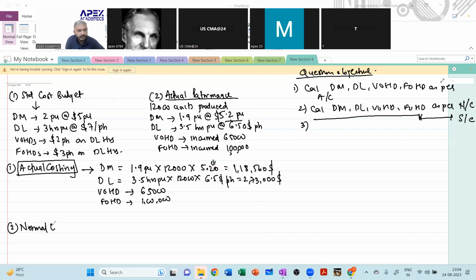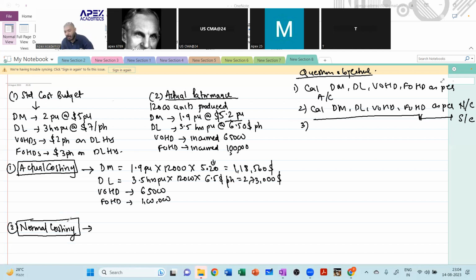Second, you are required to do what? Normal costing. Now, you have written a note or you have got a screenshot. If it is possible for the person who has taken the screenshot, if you have got that screenshot, post it onto your group so that everybody can see it in their mobiles or whatever.